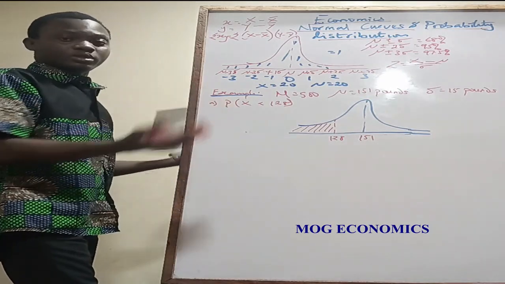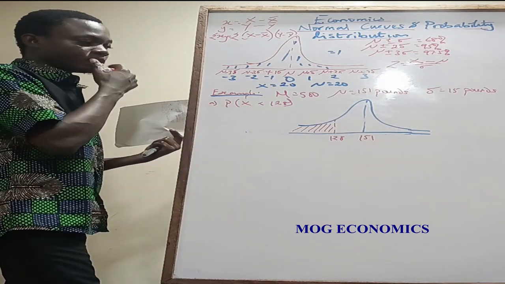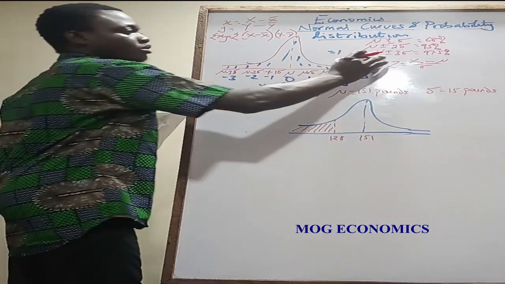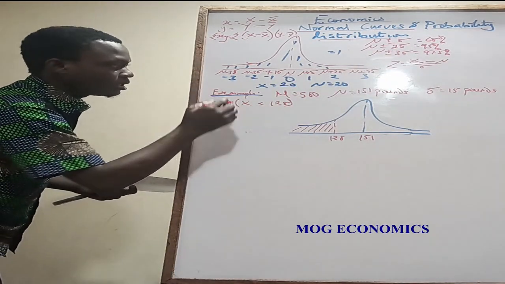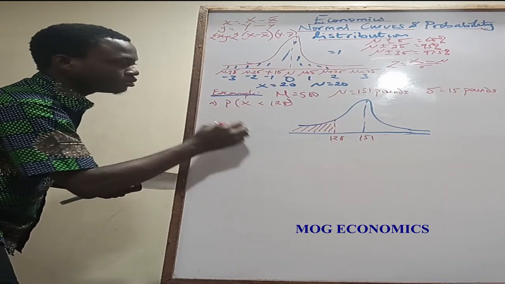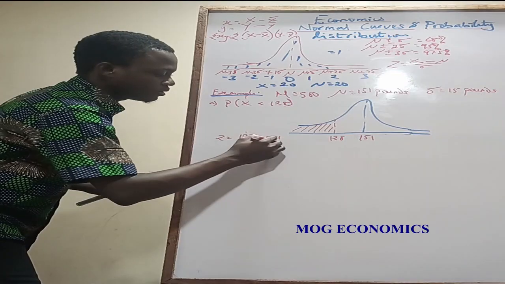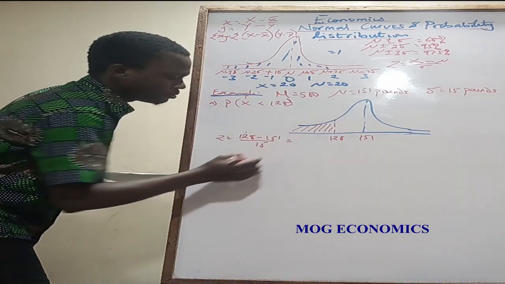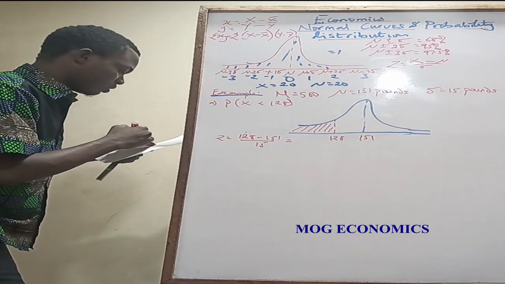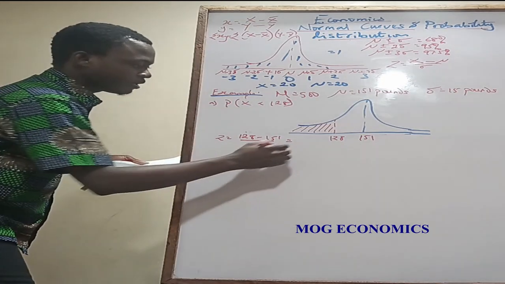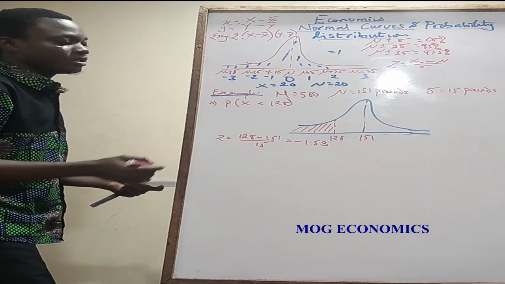We've been doing things like this, so this should not be a problem. We are going to use our z-score formula. Our z-score is equal to x minus the mean over the standard deviation, where x is 128: 128 minus 151 divided by 15. So you have minus 23 over 15, which gives us minus 1.53.